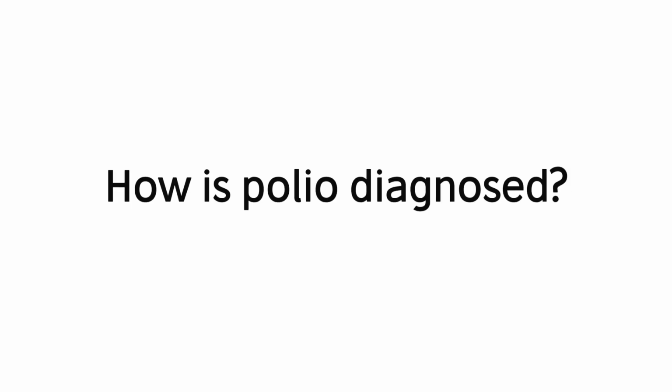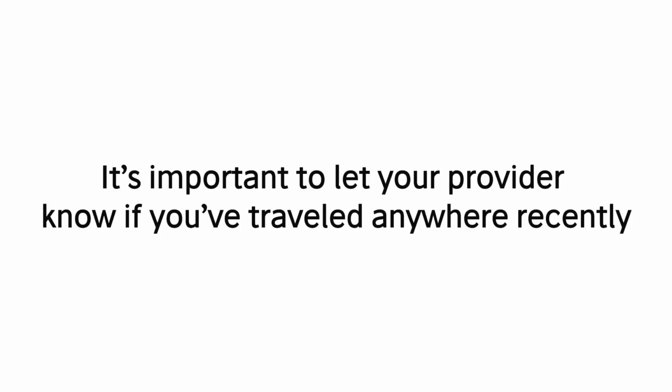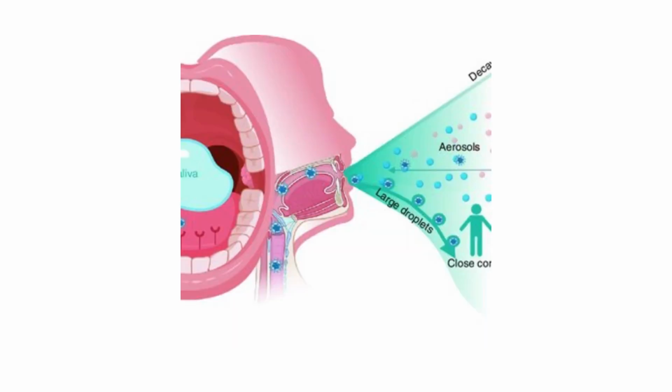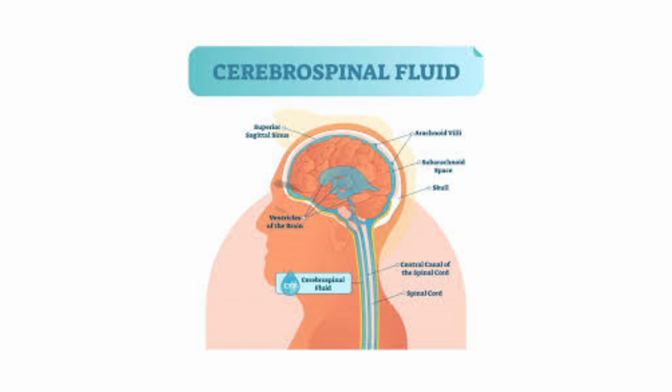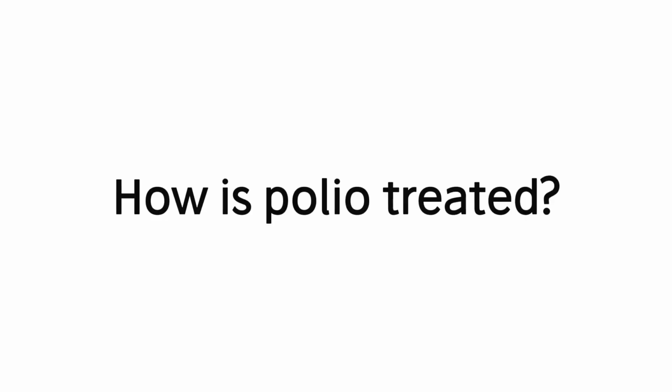How is polio diagnosed? A healthcare provider diagnoses polio by performing a physical exam, testing samples of body fluids, and asking you about your symptoms. It's important to let your provider know if you've traveled anywhere recently. Your provider might take samples of body fluids to look for signs of polio or other infections, including spit, saliva from your throat, poop, stool, blood, and cerebrospinal fluid, the liquid around your brain and spinal cord. Because polio symptoms look a lot like flu symptoms, your provider may do other tests to rule out more common conditions.